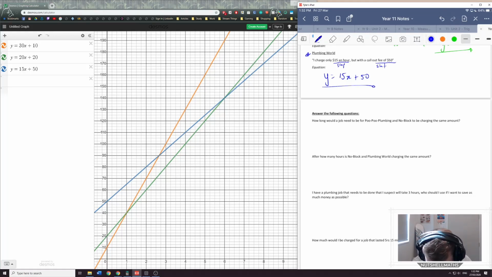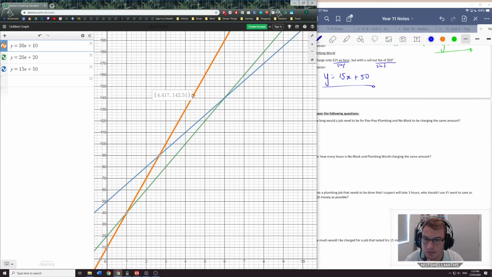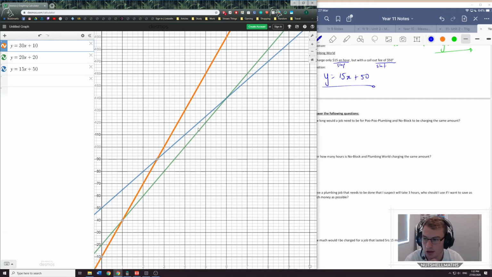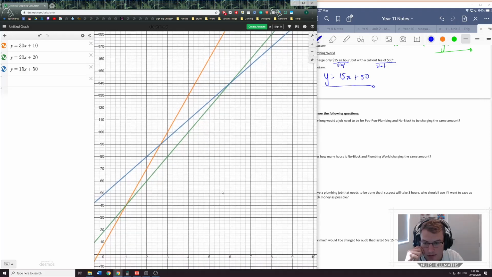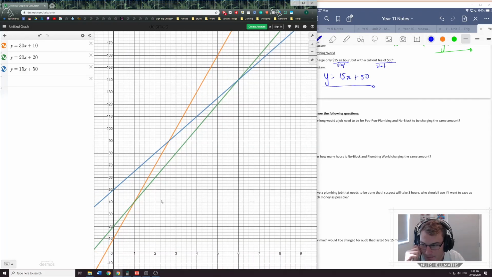How long would a job need to be for Poo Poo Plumbing and No Block to be charging the same amount? Right? So Poo Poo Plumbing is the brown. I tried to make it brown-ish. And No Block is green, like green for go, no blocking. At what length of job do they charge the same? Fatima's already onto it. You can see at 1 hour they are charging the same amount. So we can say here 1 hour.